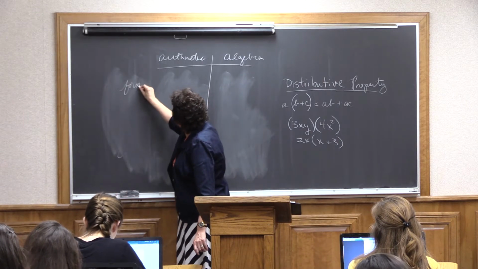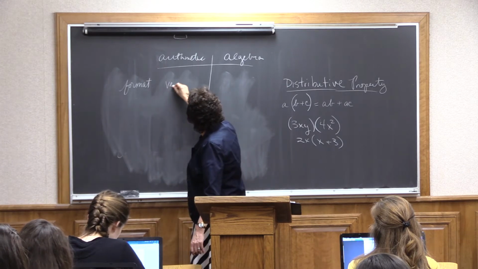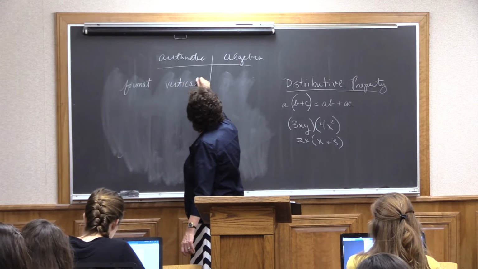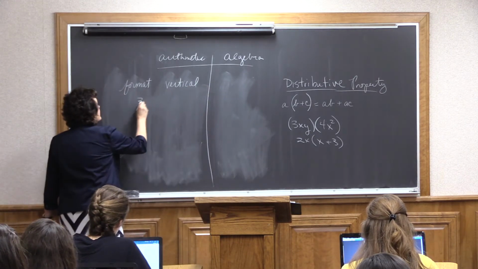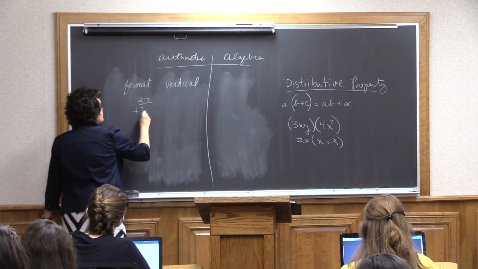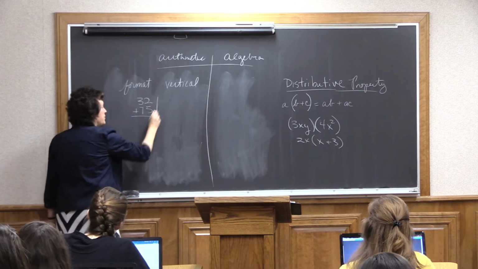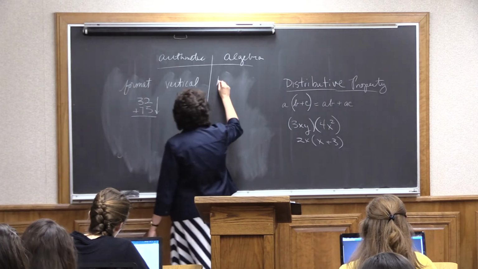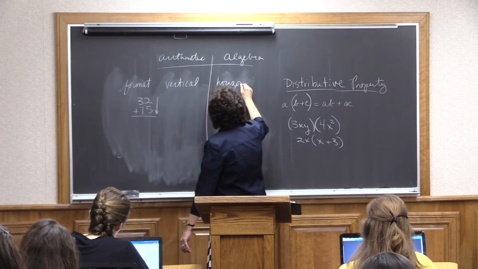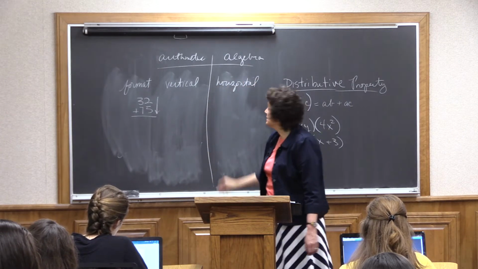Format. Your format in arithmetic is vertical. If I'm doing addition, I will line up my addends vertically and do my computation vertically. In algebra, the computation tends to be written horizontally and often done mentally.